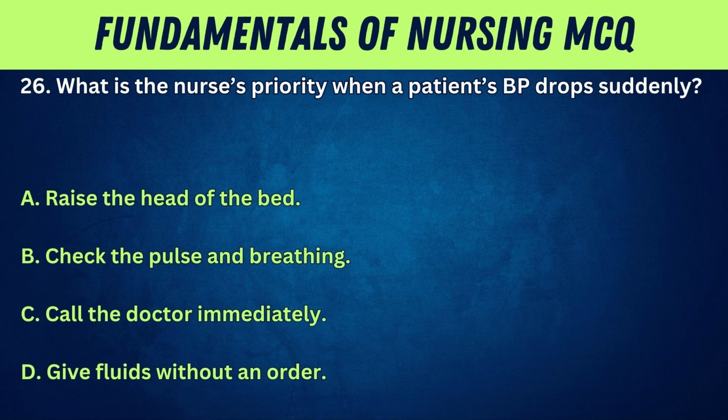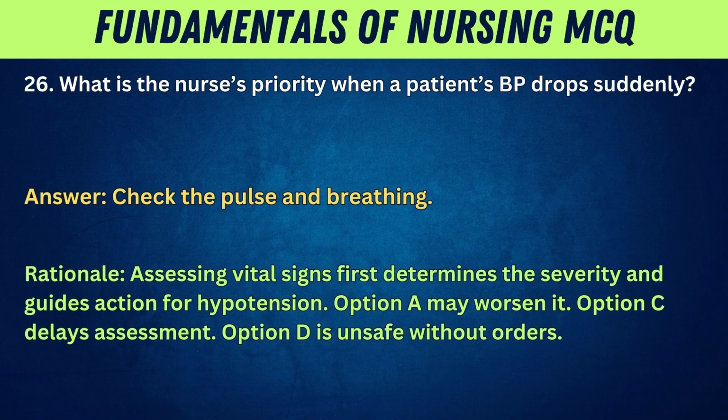26. What is the nurse's priority when a patient's BP drops suddenly? A. Raise the head of the bed. B. Check the pulse and breathing. C. Call the doctor immediately. D. Give fluids without an order. Answer: Check the pulse and breathing. Rationale: Assessing vital signs first determines the severity and guides action for hypotension. Option A may worsen it. Option C delays assessment. Option D is unsafe without orders.